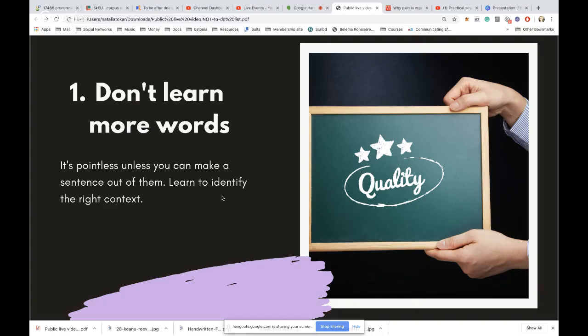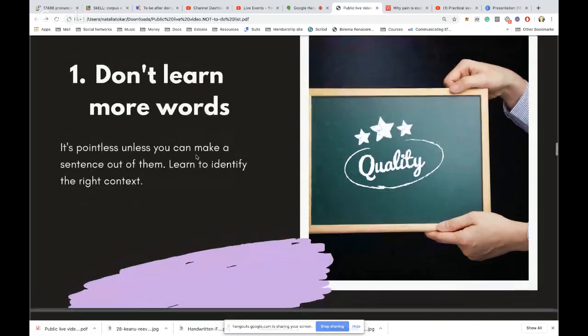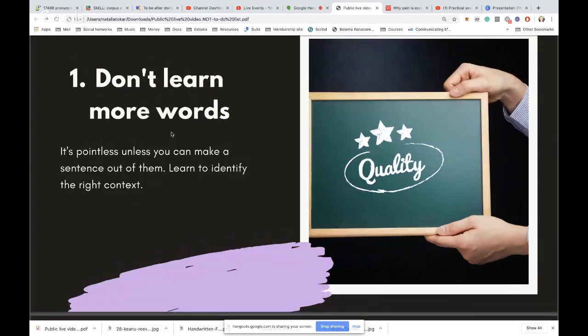So if you translate the structure of the English sentence from Russian, it will sound rude and not appropriate. But it's not because they mean to be rude. It's because in our first language, it sounds like this, and this is how the structure of the Russian sentence works. But in English, it works differently. So don't learn more words. Focus on quality over quantity.